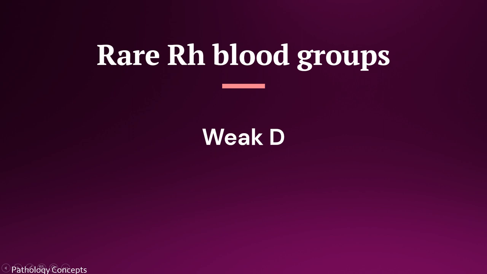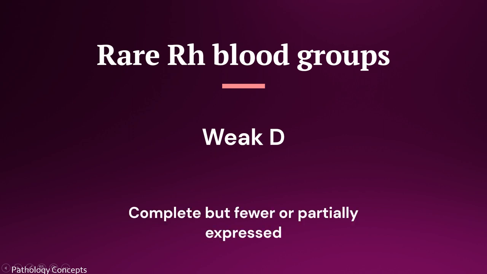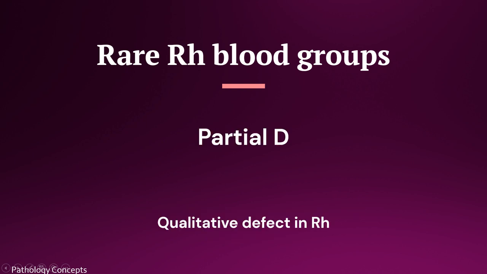Fifth is weak D. The genetic weak D is when the D antigens are complete but fewer in number, or variable expression of D antigen is present. The sixth is partial D. The partial D results from a qualitative defect in the Rh protein.